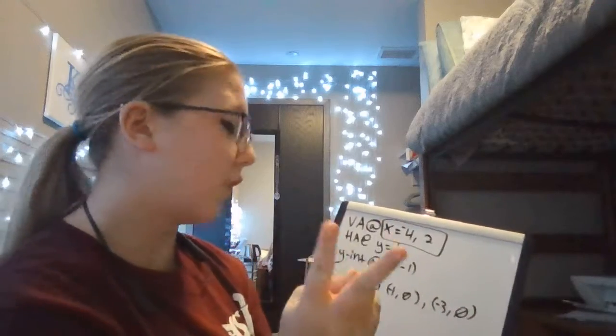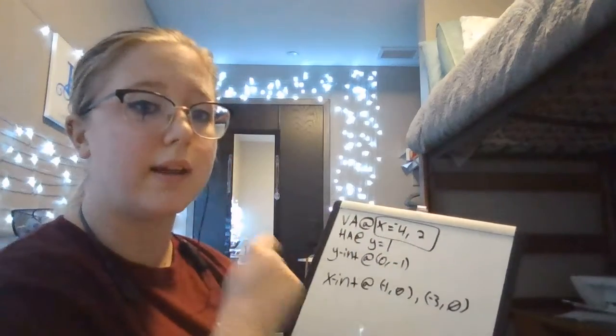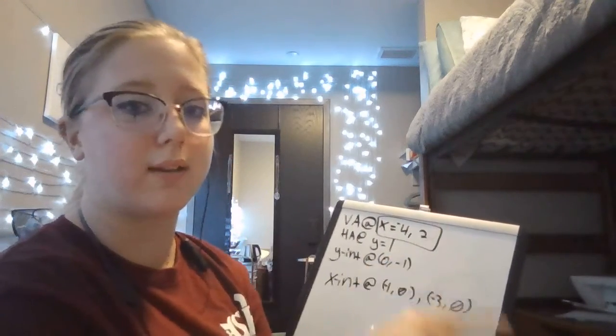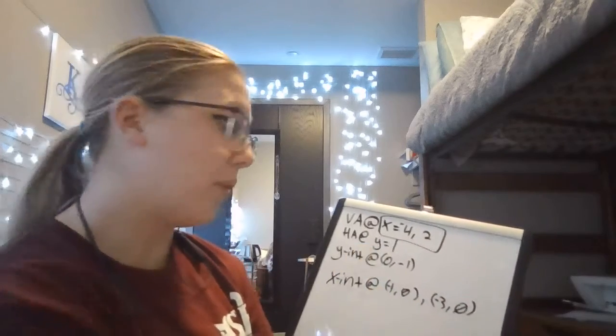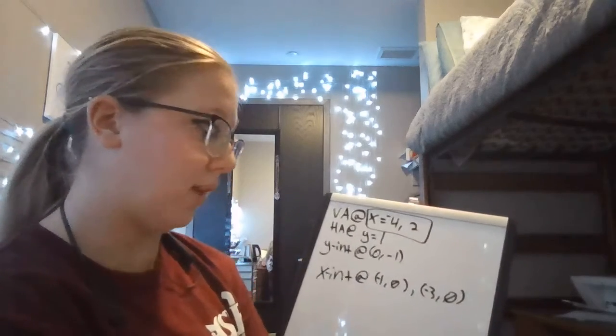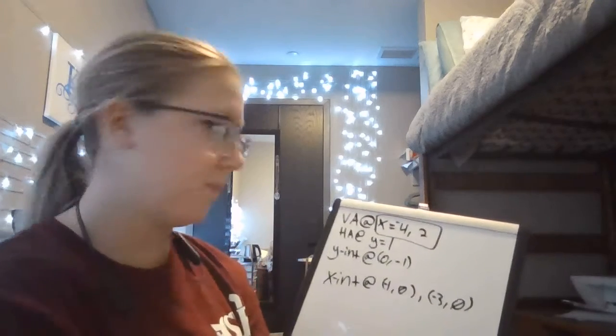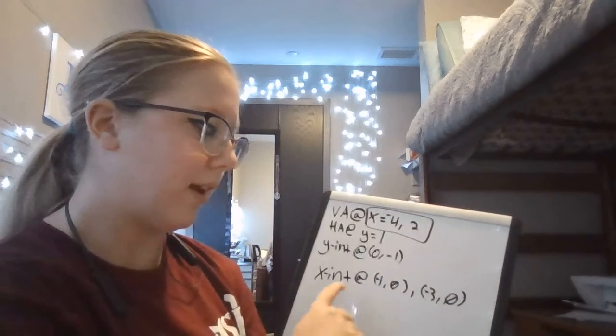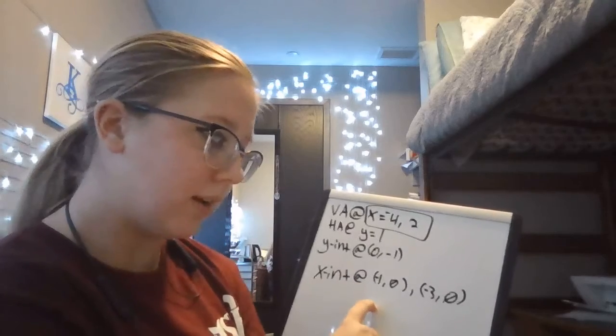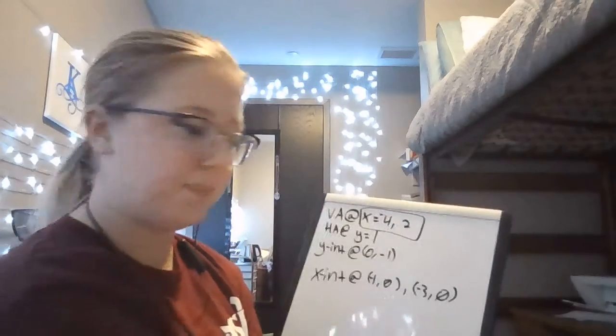So we have two vertical asymptotes, one at x equals -4 and one at x equals 2. We have a horizontal asymptote at y equals 1, a y-intercept at y equals -1, and x-intercepts at x equals -1 and x equals -3.